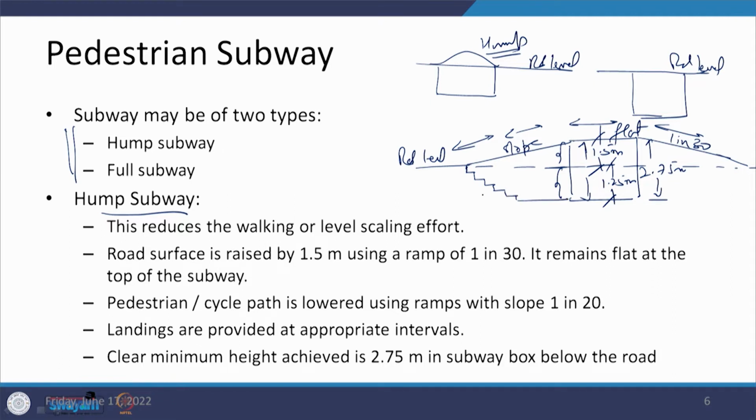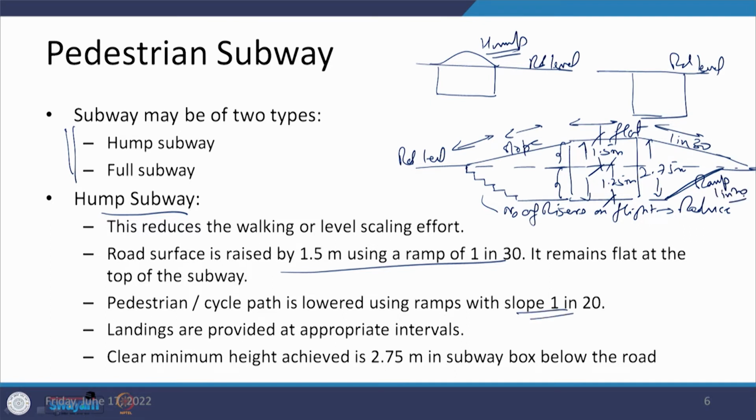So, the number of stairs, or we can say the risers on flight, that reduces. So, the total effort by the pedestrian to go down is reducing in this form, and this can also be provided in the form of a, say, a ramp. So, this can be a ramp also. So, if we are providing this raising condition with a ramp of 1 in 30, but when we are talking about another ramp, then it is 1 in 20.